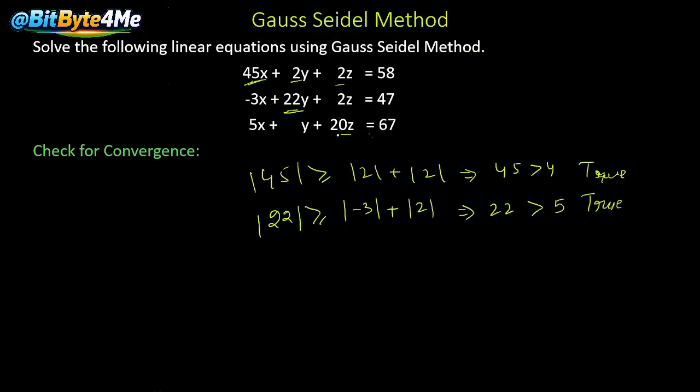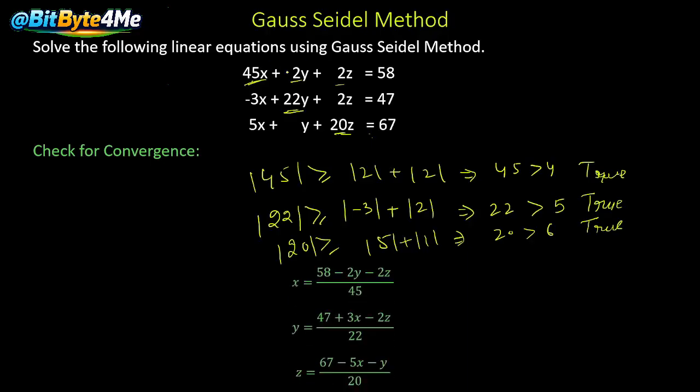So थर्ड हम चेक करेंगे, ये थर्ड कोफिशिएंट सिर्फ डायगोनल एलिमेंट को चेक करना है. सो 20 का मोड शुड बी ग्रेटर देन और इक्वल टू 5 प्लस 1 का मोड. दैट इज 20 is greater than 6. That is also true. So it means the convergence conditions are met, so these equations will converge at some answer. So we can move forward.